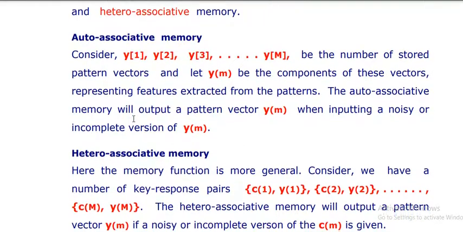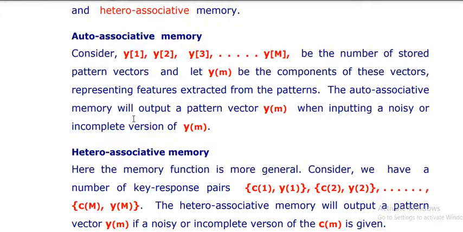Auto-associative memory is a memory type that considers this type of format: y1, y2, y3, ym. Here we can assume the yi to be the components of this vector, representing the features extracted from the patterns. The auto-associative memory will output a pattern vector when inputting a noisy or incomplete version.